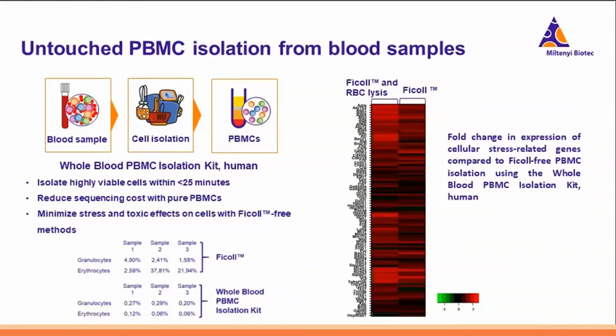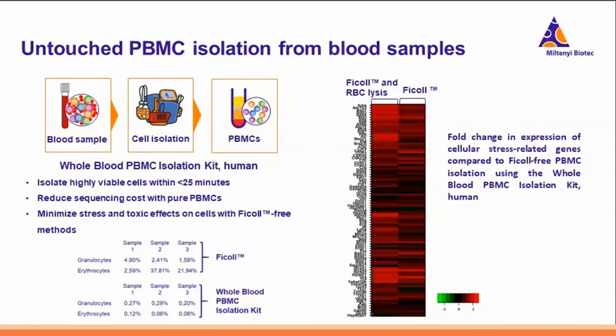The untouched isolation of PBMCs is done within only half an hour and yields pure PBMC fractions with minimal contamination of granulocytes or erythrocytes. On the bottom left, you can see the frequencies of granulocytes and erythrocytes detected in 3 PBMC fractions after isolation with density gradient centrifugation using Ficoll or using the Whole Blood PBMC Isolation Kit. The presence of these cell contaminants was minimal when using the Whole Blood PBMC Isolation Kit, and the results were also more reproducible.